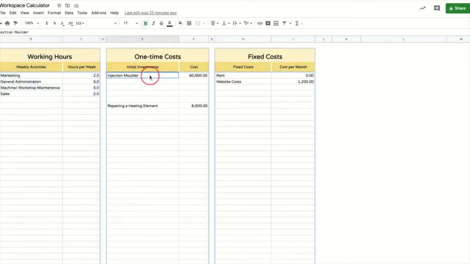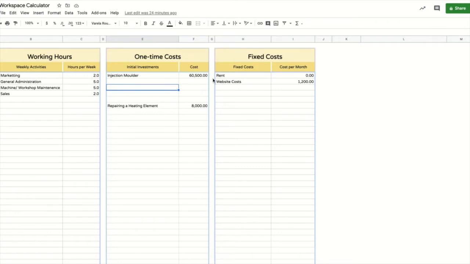Now, this sheet has two main columns, which are the one-time costs and the fixed costs. You can consider the one-time costs a kind of investment cost. For example, we ran out of an injection molder and had to construct one this month, and it cost us about 60K. We also had to repair a heating element, which cost us 8K shillings. Those are the one-time costs. You only have to pay for them once.